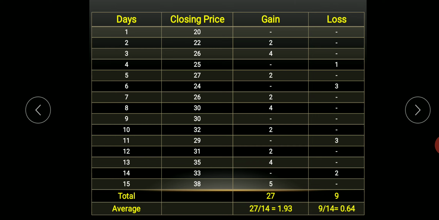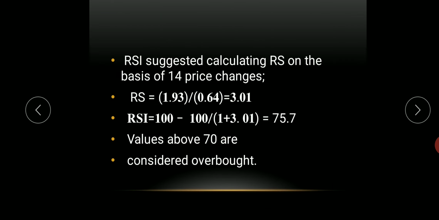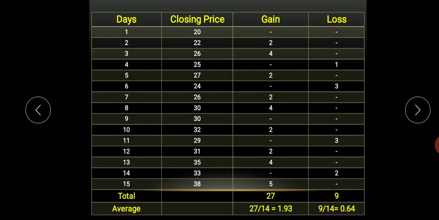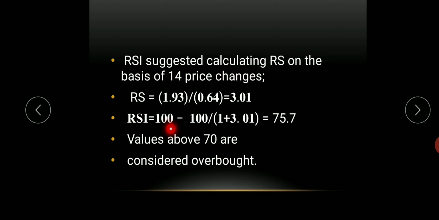So you can very easily calculate your average gain per day and average loss per day, and hence your relative strength. Relative strength is 1.93 divided by 0.64, which equals 3.01. And you can calculate your RSI by using the equation I have already told you: RSI equals 100 minus 100 divided by 1 plus RS, where RS is calculated as 3.01.